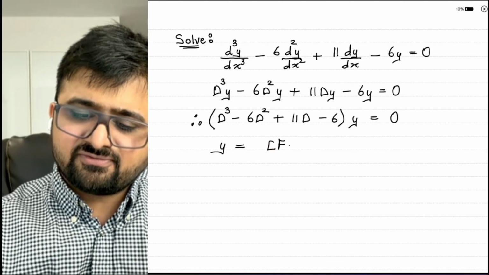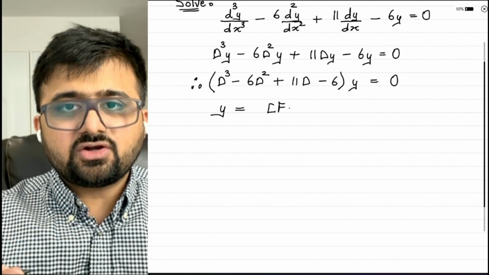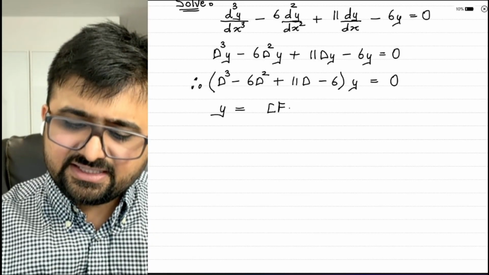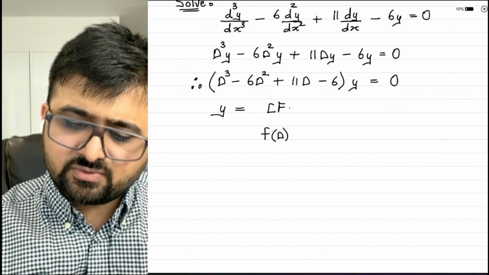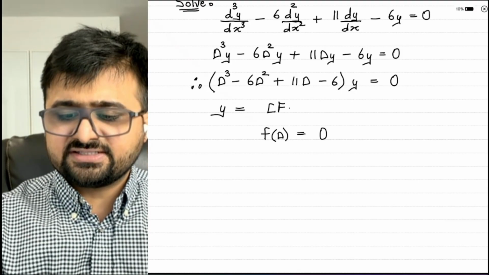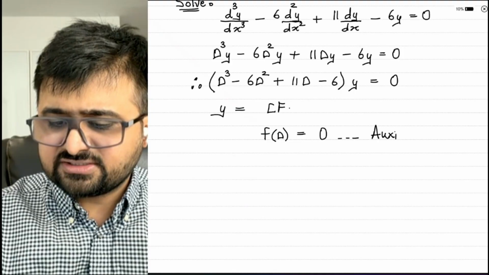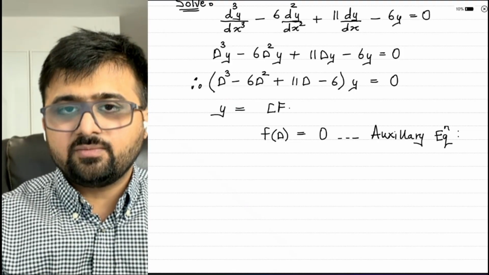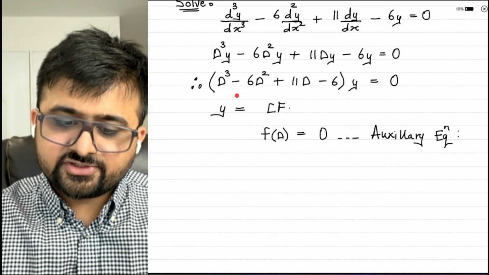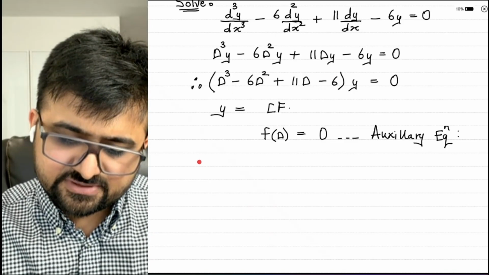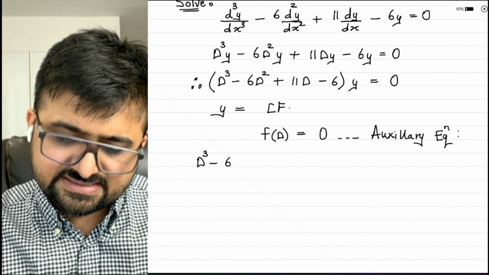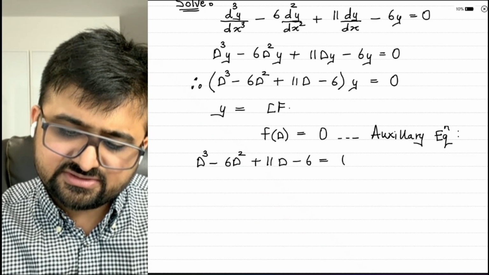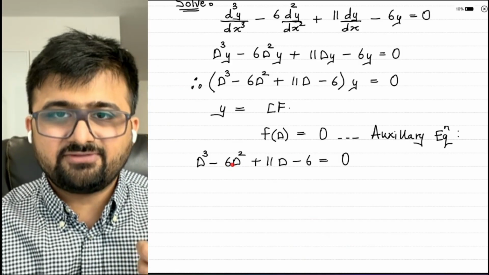Now let us see how we find complementary function. In order to find complementary function, as we discussed, we need to solve the auxiliary equation. Auxiliary equation is nothing but F(D) is equal to 0. Remember this is the auxiliary equation. We need to solve this equation in order to find the complementary function. So now F(D), which is function of D, is right here. So we substitute that. So we have D cube minus 6D square plus 11D minus 6 is equal to 0. Now we need to solve this equation and find the value of D from here.